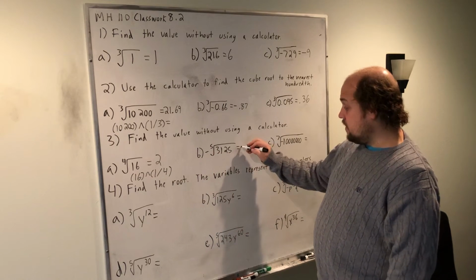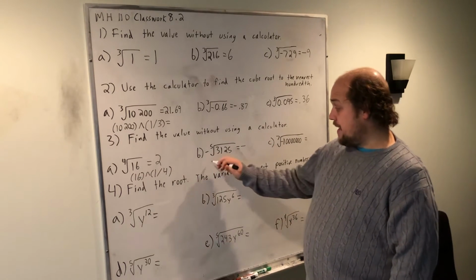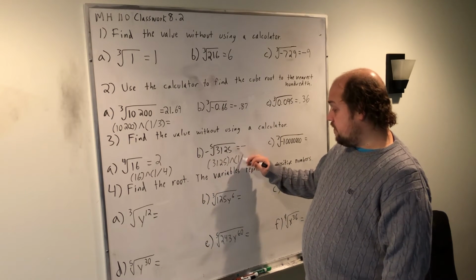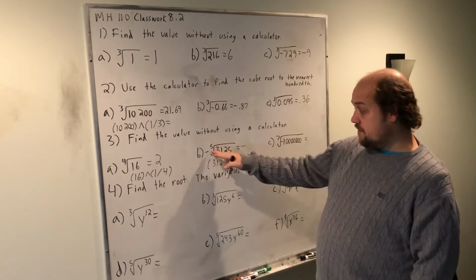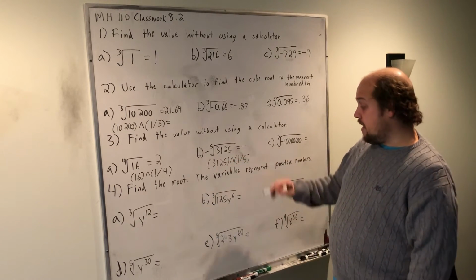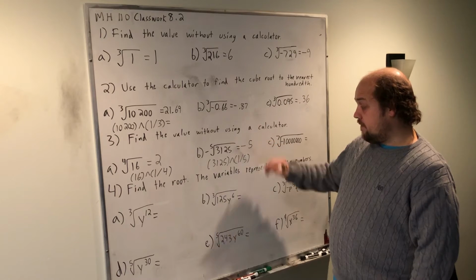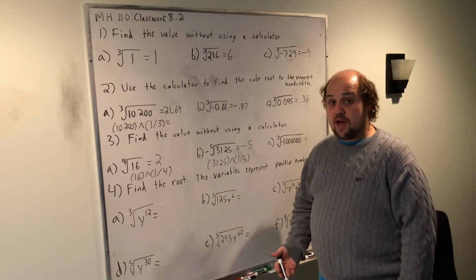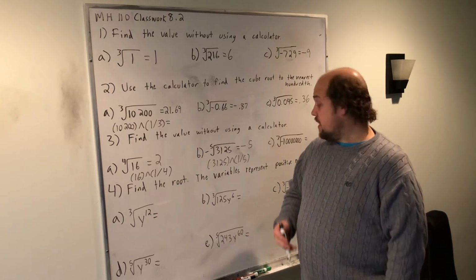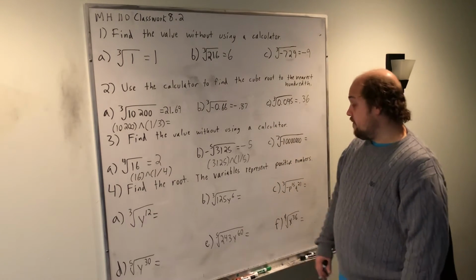Here, this negative is going to stay with it. If I put into my calculator 3125 to the power of 1 divided by 5, because 5 is the index or root number here, it would tell me that 3125 has a 5th root of 5. 5 times 5 is 25, times 5 is 125, times 5 is 625, times 5 is 3125.